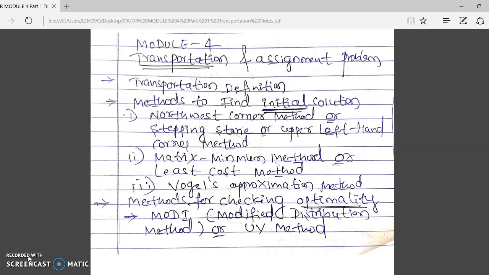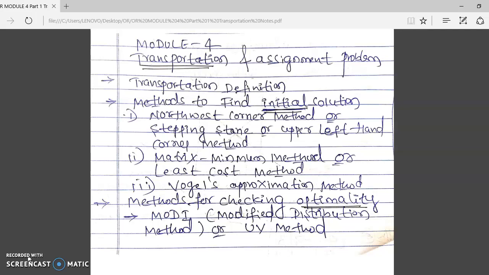Today we start with the next module. It is based on transportation and assignment problem. So first we complete the transportation bit, then we go for the assignment problem. In the transportation, the first bit is transportation definition, then methods to find initial solution.